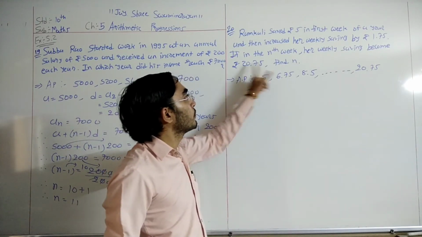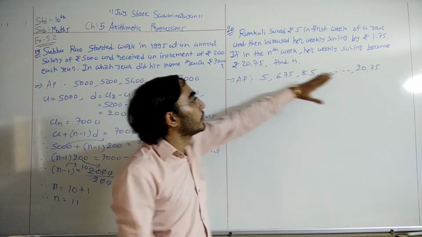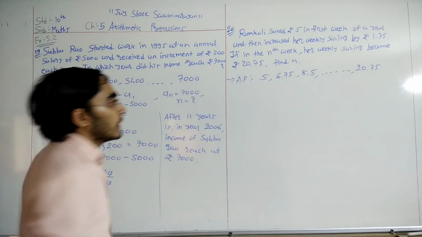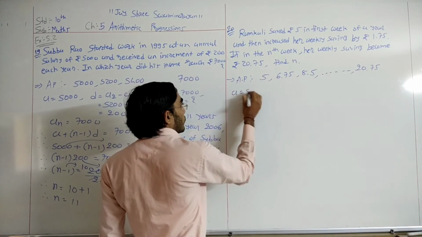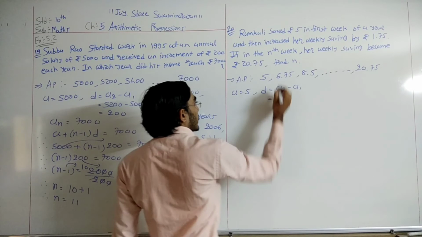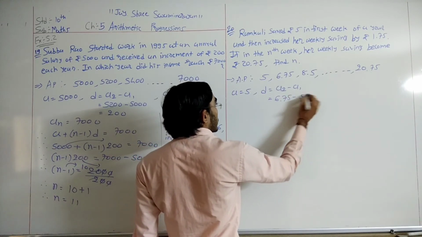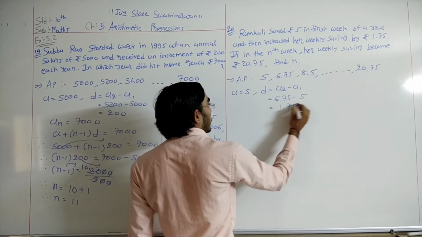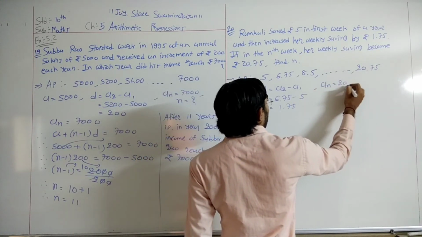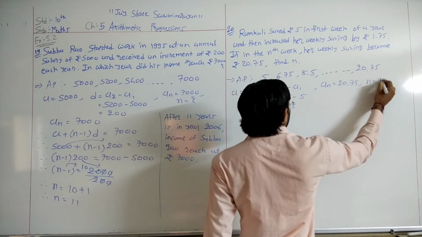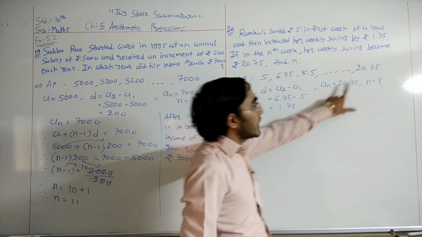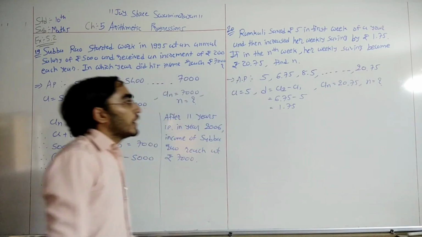So from here we need to find the value of n. This is the saving of the nth week. We need to find the value of n. So here our first term a is equal to 5. Common difference d is a2 minus a1, second term 6.75 minus first term 5, it is 1.75 rupees. And an, we know the value of this term, 20.75, but we need to find the value of n. So the last term an we know, but we need to find n.